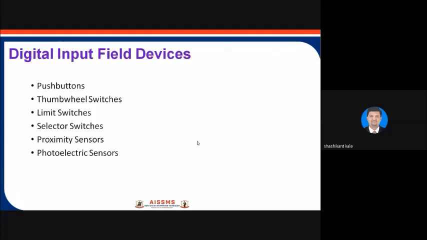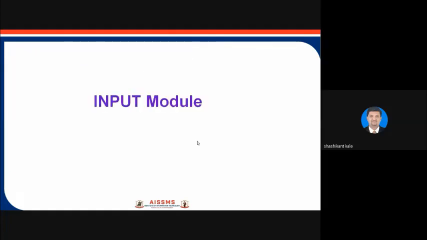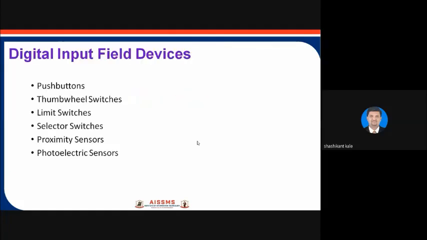So in input module, there are two types of input modules basically. One is digital input module and analog input module. In the digital input module, these are some of the examples. This can be the push buttons, thumb wheel switches, limit switches, selector switches, proximity sensors, and photoelectric sensors. When we are calling it digital, that means it is having a Boolean outcome. It can be either 0 or 1 or true or false.